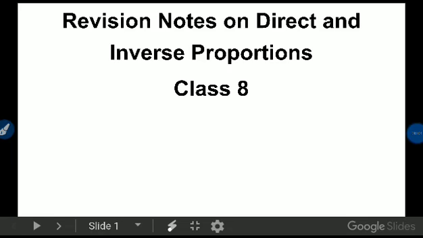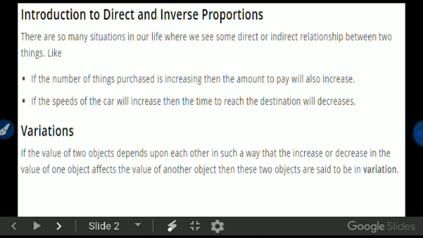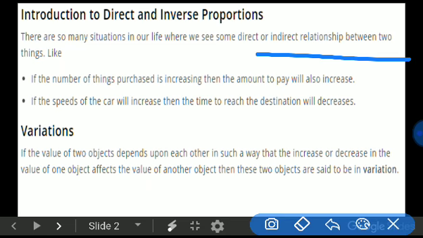So today we are going to understand direct and inverse proportion of class 8. First of all, let us understand the introduction. As we know, there are many situations in our life where we see some direct or indirect relationships between two things. The first situation is that if the number of things purchased is increasing, then the amount to pay will also increase. And if the speed of the car increases, then the time to reach the destination will decrease. So these are two different situations.